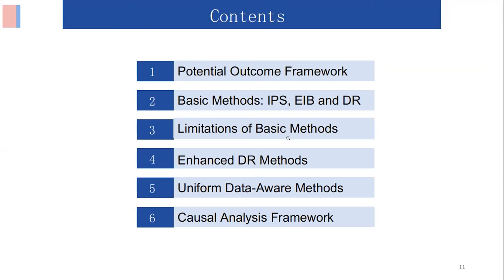Next, we discuss the limitations of these three basic methods. To overcome their limitations, a series of enhanced doubly robust methods have been developed, and we will introduce them in sections four and five. Finally, we present a causal analysis framework. We give formal causal definitions of various biases in recommendation.